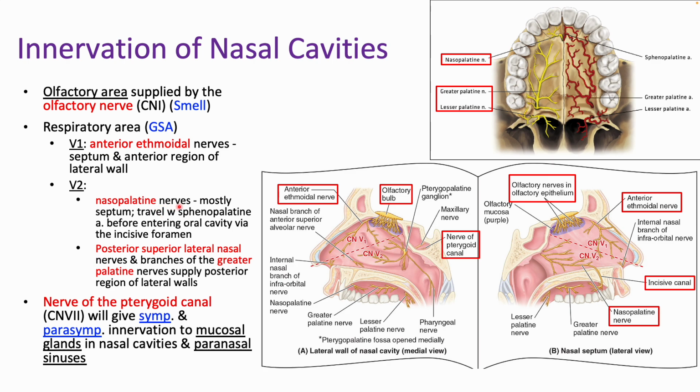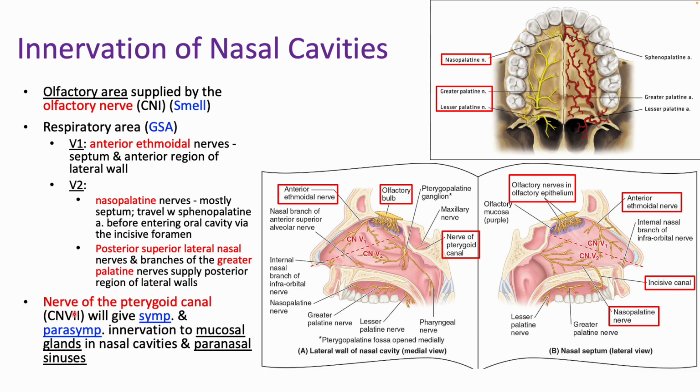So the nasopalatine nerve, I would mostly just know these nerves. You don't need to know all of these specific exact regions, but it can be good to picture what general regions it's going to. So the nasopalatine is going to mostly go to the septum, but it's also going to travel with the sphenopalatine artery before entering the oral cavity via the incisive foramen, so down here. The posterior superior lateral nasal nerve and branches of the greater palatine nerves are going to supply the posterior region of the lateral walls. So we see a lot of that back here.